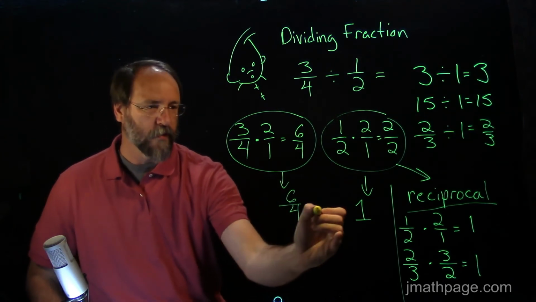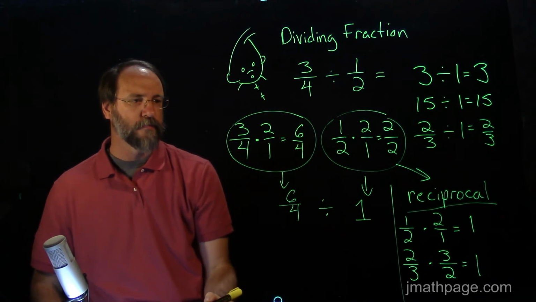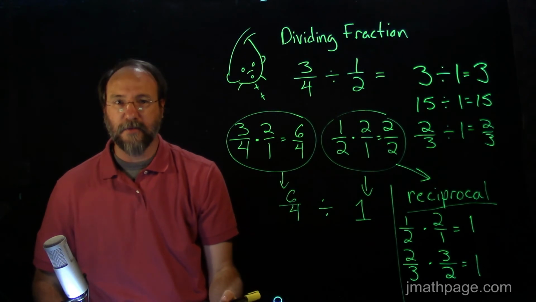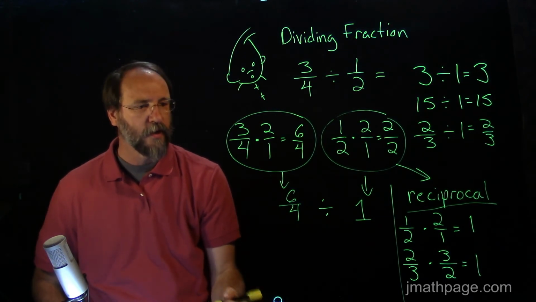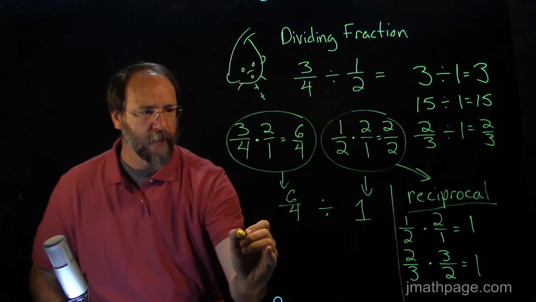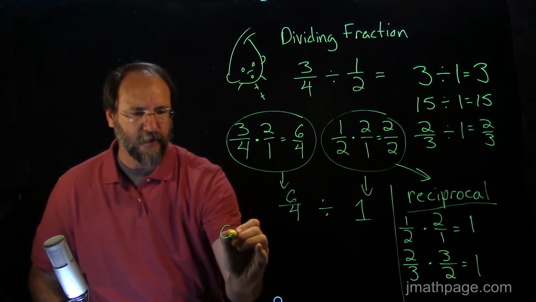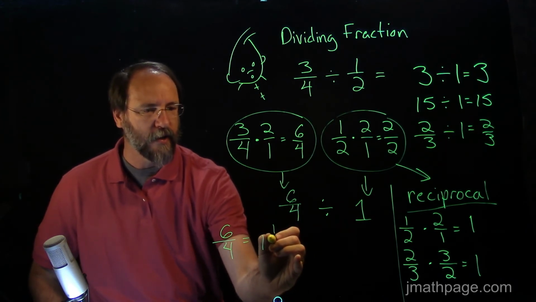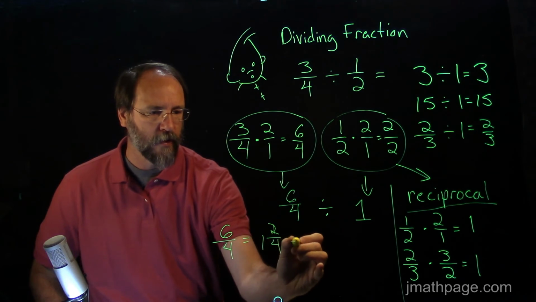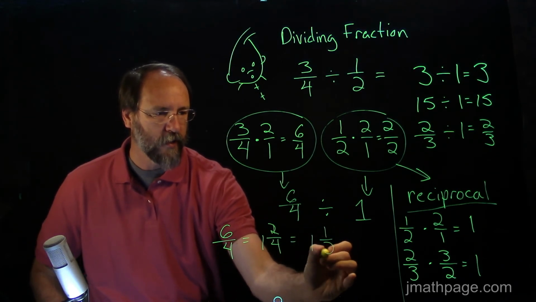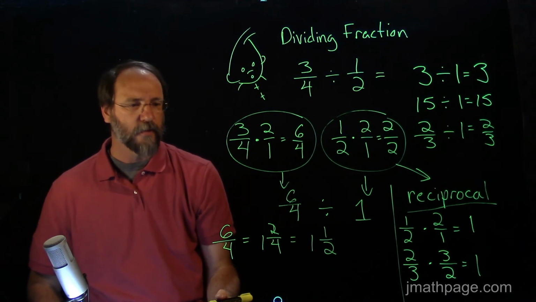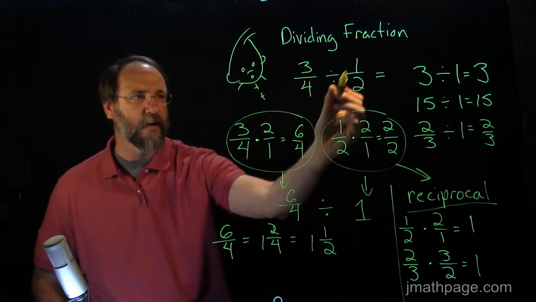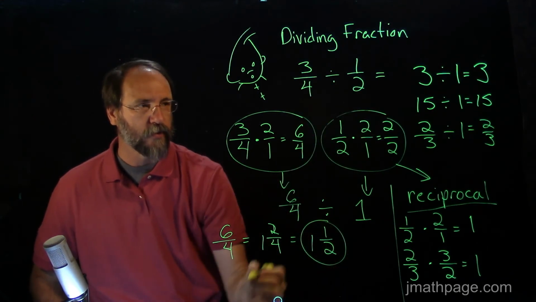Now we have 6/4 divided by 1. I started with 3/4 divided by a half, now I have 6/4 divided by 1. That's what I wanted, because I like dividing by 1. Now here's what's nice about 6/4. 6/4 divided by 1 will give us 6/4, which is the same thing as 1 and 2/4, or the same as 1 and 1/2. Now here's where it gets interesting, okay? What we're saying now is that 3/4 divided by 1/2 is equal to 1 1/2.